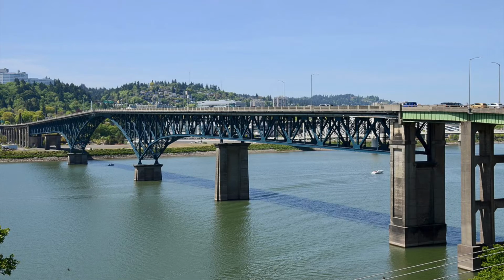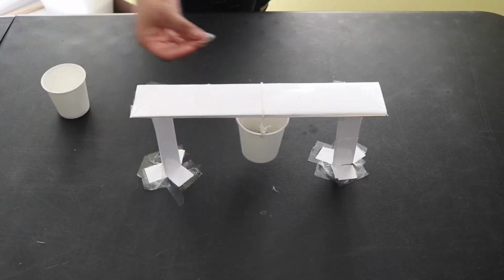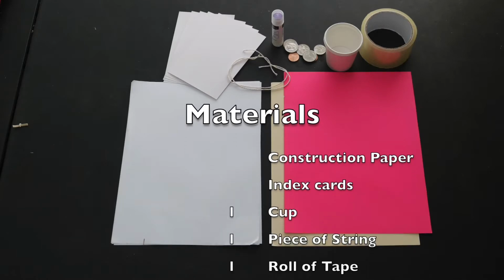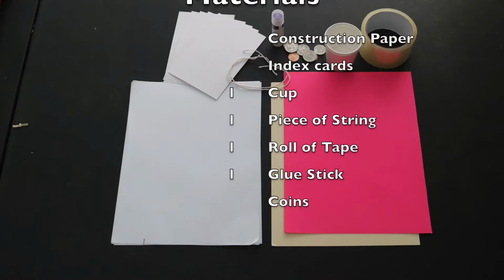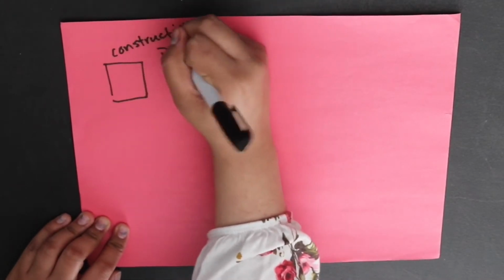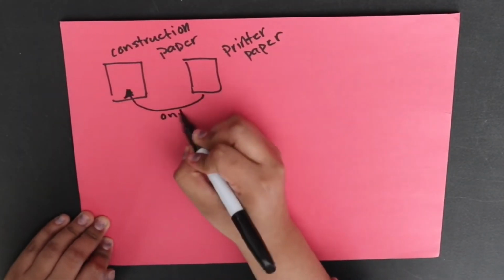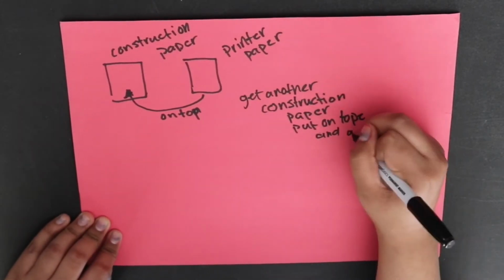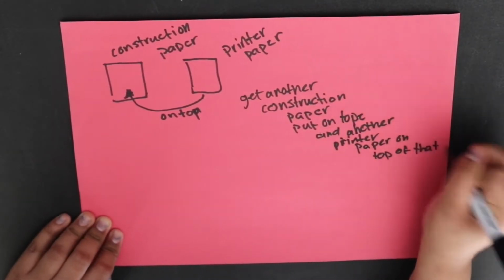So now that you're a little bit more familiar with bridges and the possible failures, it's time to start designing our own bridges. For my bridge, I used the following materials: construction paper, index cards, a cup, a piece of string, a roll of tape, a glue stick, and some coins. We will begin by designing our bridge. Remember, your bridge can be your creativity, your ideas, your own design. You do not have to follow mine. This is just an example.